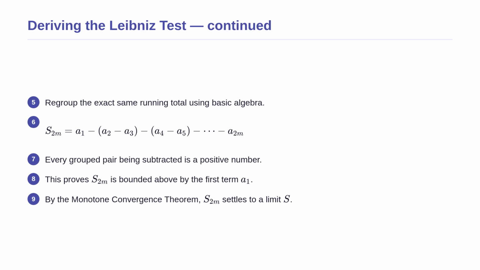Continuing our proof, we take the exact same running total but group the numbers differently. We start with the very first term and then subtract a series of grouped pairs. Just like before, every grouped pair inside the parentheses is a positive number. Because we are starting with the first term and only subtracting positive amounts from it, this proves that the even running total can never be larger than the very first term. We have just proven that the even running totals are always growing but are trapped beneath a solid ceiling. The monotone convergence theorem guarantees that this sequence must eventually settle down to a specific limit, which we will call S.